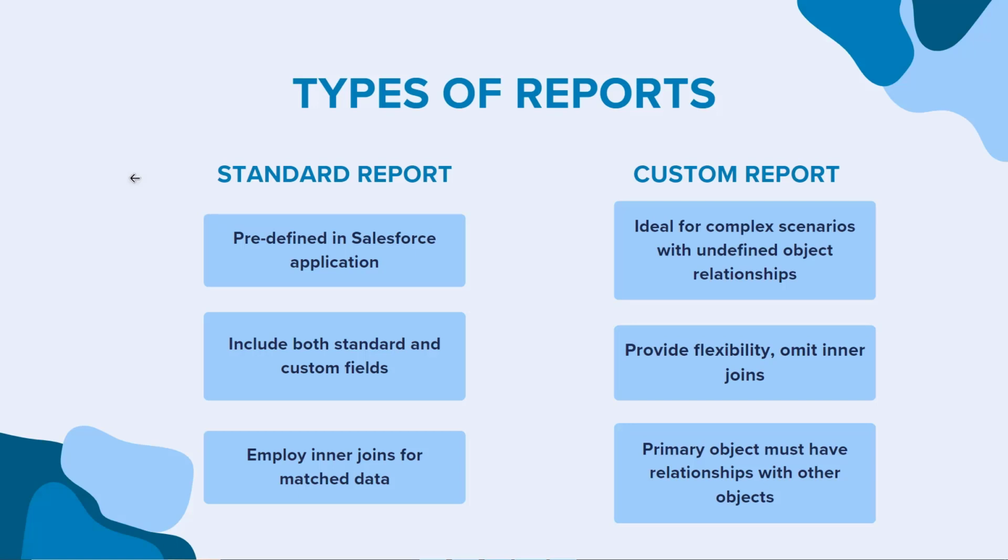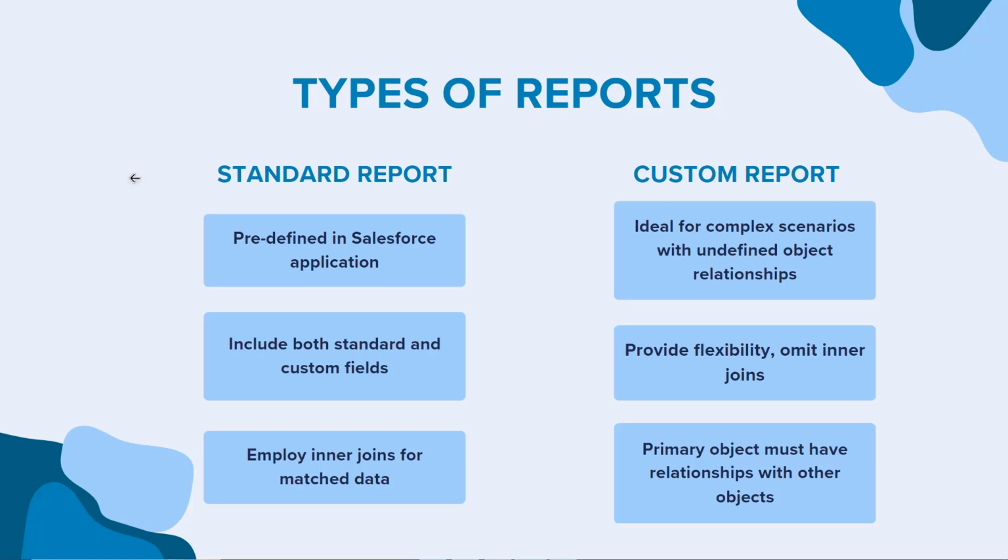These standard reports contain both standard as well as custom fields for each object, formed automatically when an object or relationship is established. Moreover, these reports always employ inner joins, meaning they include data only when there is a match between related objects. For example, if you want to display sales opportunity by region, you can utilize the standard report provided by Salesforce. Now let's talk about the custom report.